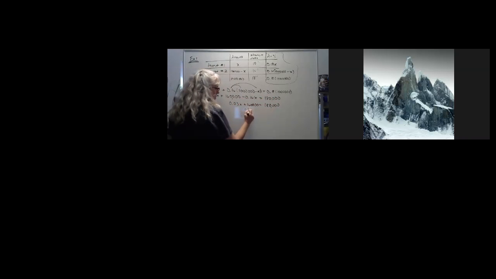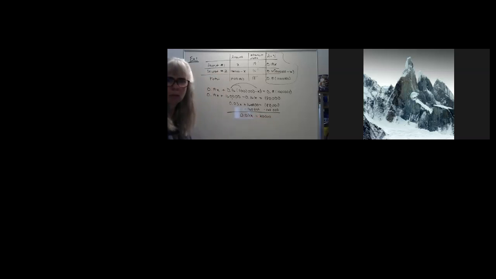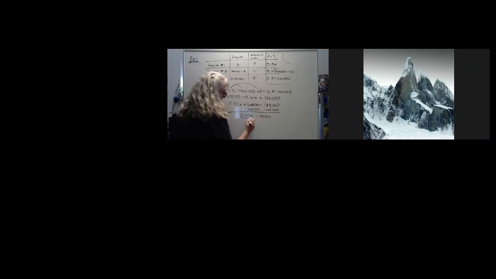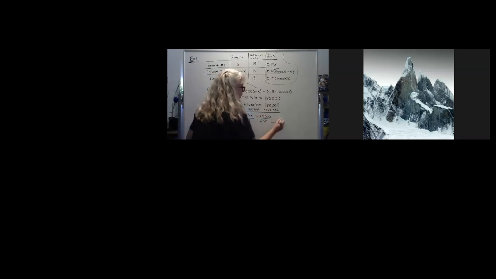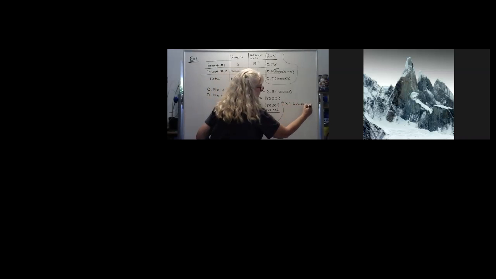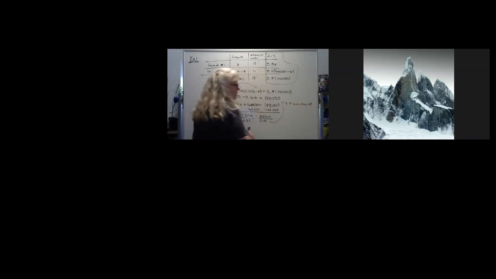We'll move the 160,000 to the other side by subtracting. That's going to give me 0.03x is equal to 20,000. Then we'll divide out that 0.03. And this one has a really goofy answer. When I do that, you're going to get x equal to $666,666.67. So a really bizarre number.